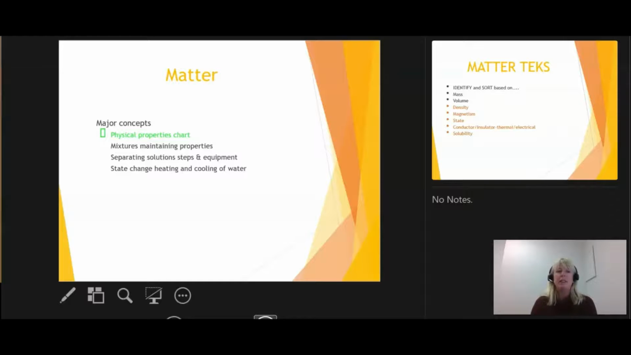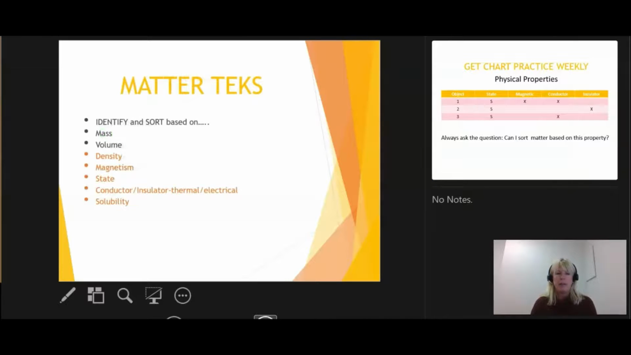Matter, major concepts in matter. Make sure you overemphasize the physical properties chart. Mixtures maintain physical properties. Separating solutions is going to incorporate steps and equipment, and state changes are going to include heating and cooling of water.